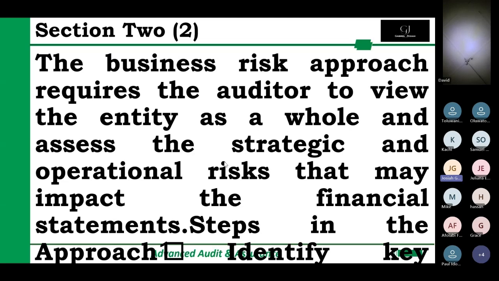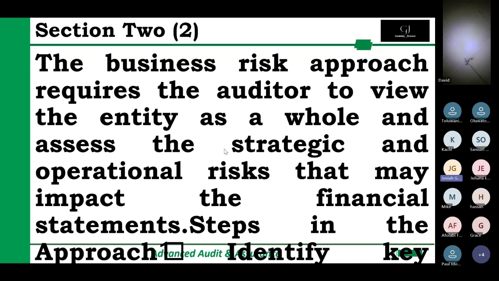Like we spoke about, with the business risk approach the auditor needs to view the entity as a whole. So he's not just concentrating on financial statements. This approach is much more holistic and not in silo, just looking at the financial statements. So strategic risk and operational risk that impact the financial statements are very, very important to look at.